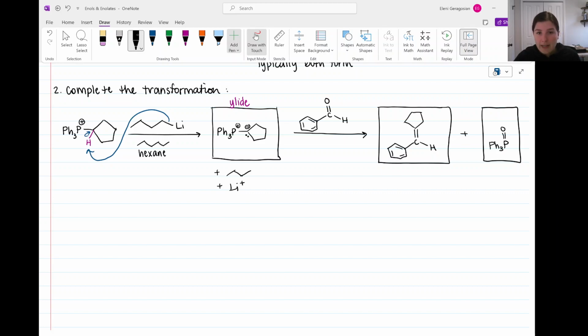I didn't draw out the mechanism, but you could pause this and try writing out the mechanism using the ylide mechanism, the 2+2 cycloaddition that we've talked about, and make sure you're getting the same final product. We'll do one more example here. We'll draw an ylide and an aldehyde or ketone to form a product that's provided.